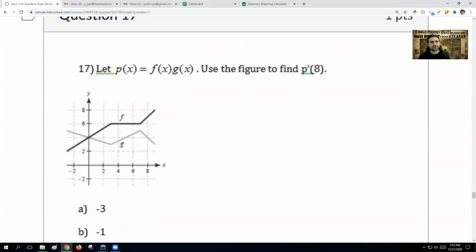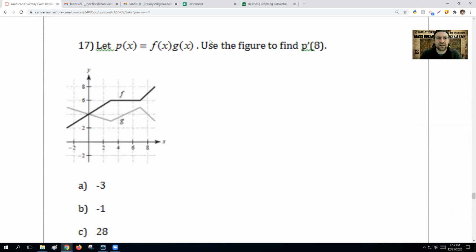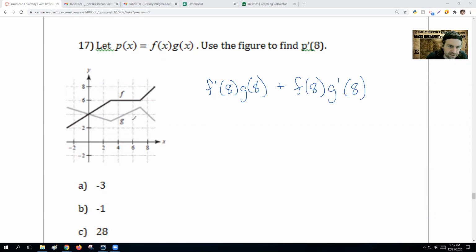All right, next. If P of x equals f of x times g of x, find P prime of 8. So we've got to do the product rule. So we're going to do f prime of 8 times g of 8, plus f of 8 times g prime of 8. So let's look at 8 here. We've got a spot there and a spot there. The primes mean the slope. The regulars mean the y location, or how high it is.